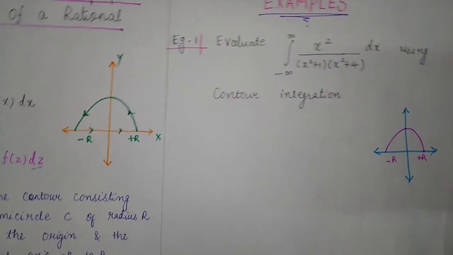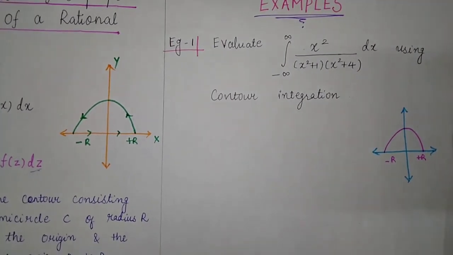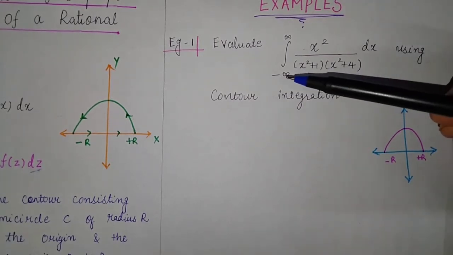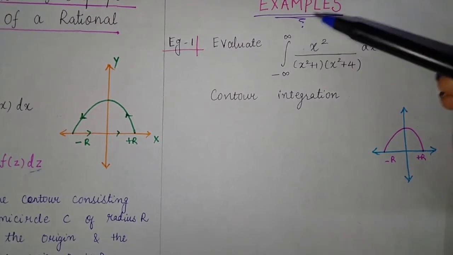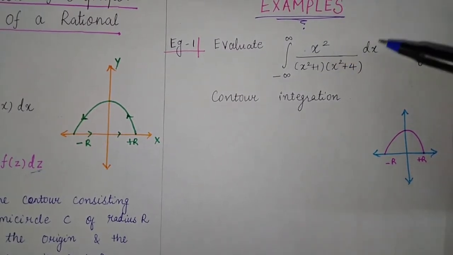Example 1. Evaluate integral minus infinity to infinity x square by x square plus 1 into x square plus 4 dx using contour integration. So we can see that અહીંયા લિમિટ જે આપેલી છે માઇનસ ઇન્ફિનિટી ટુ ઇન્ફિનિટી છે અને ફંક્શન જે છે એ પણ x ના ફોર્મમાં છે.